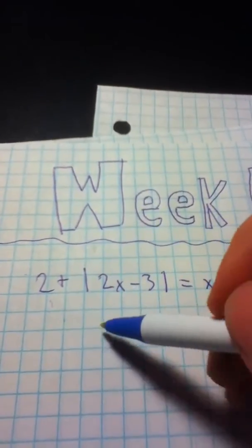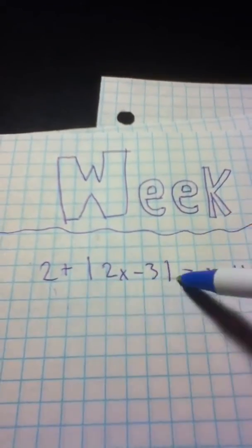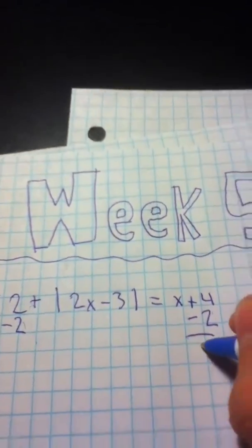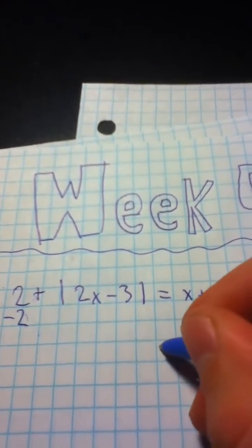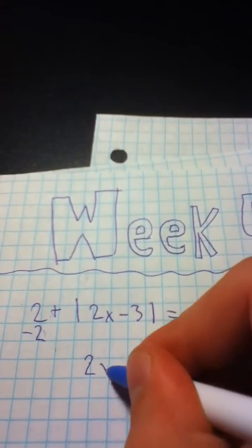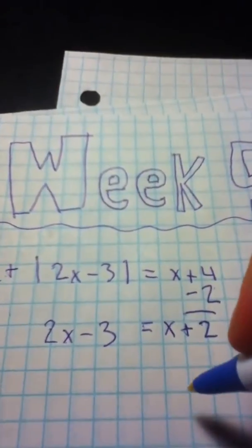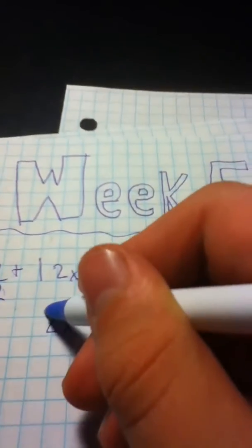So since there's no x right here, but there is a 4, we'll subtract the 2 and put it over here. So that'll give us 2 plus x equals 2x minus 3.